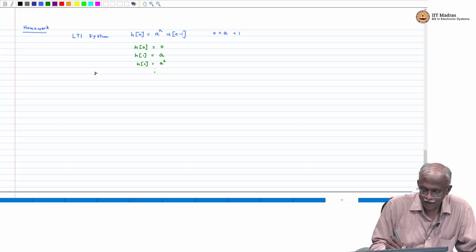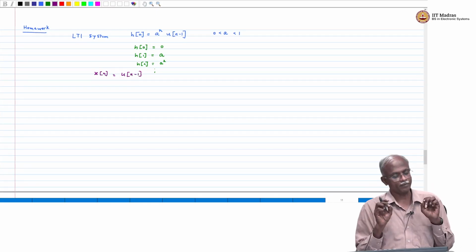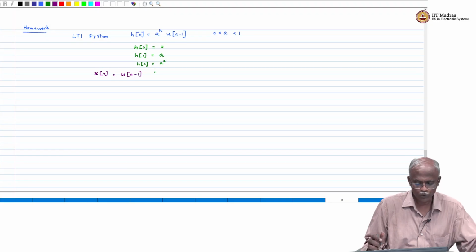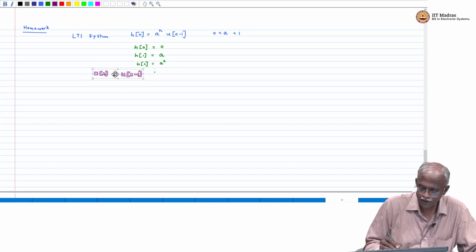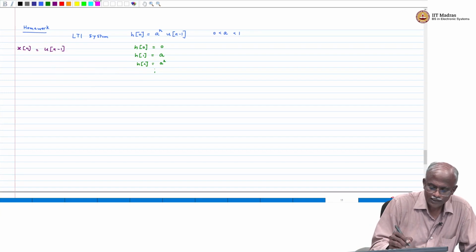Now, we are given that the input x of n is the unit step function, but also delayed by 1 unit of time, u of n minus 1. So, let us look at what this expression is. This input basically says this is equal to 1 if n is greater than or equal to 1, or 0 otherwise. Okay, this is the expression for this.